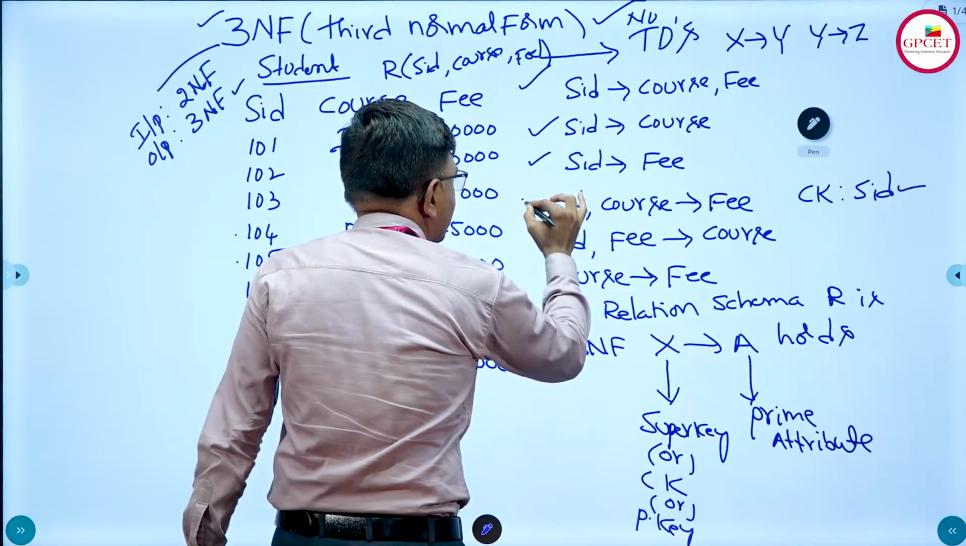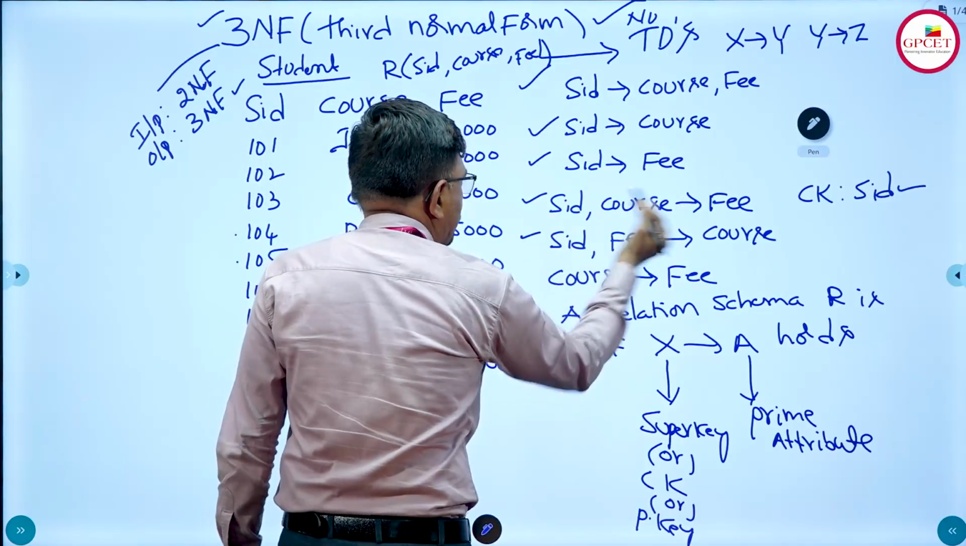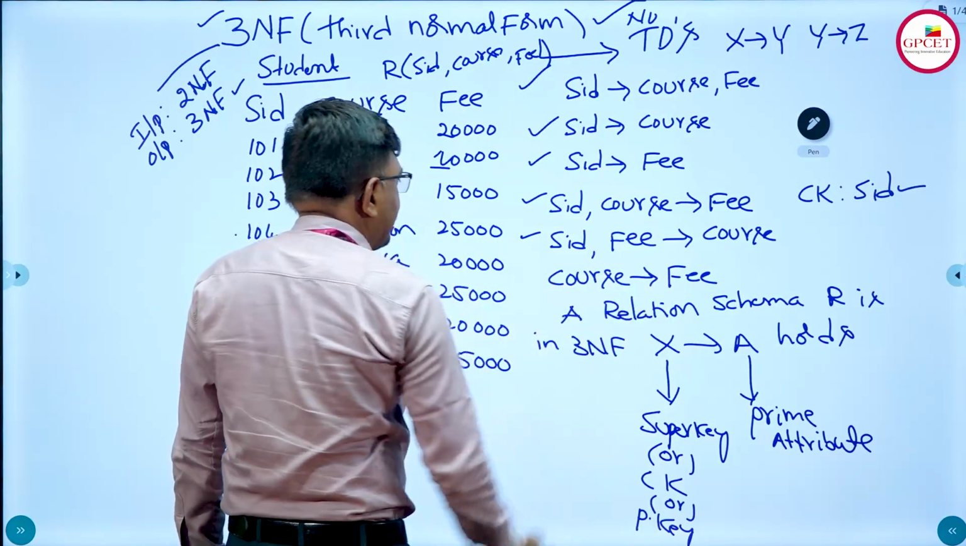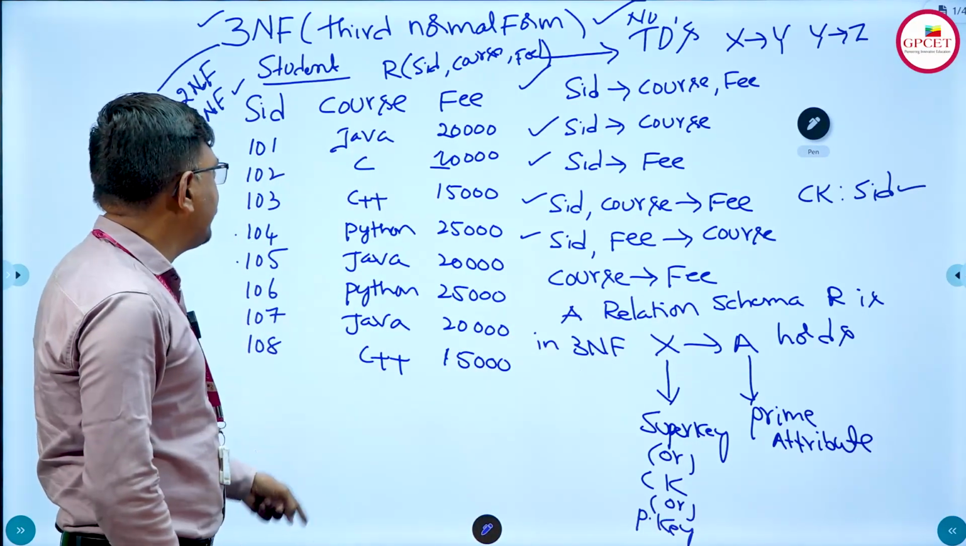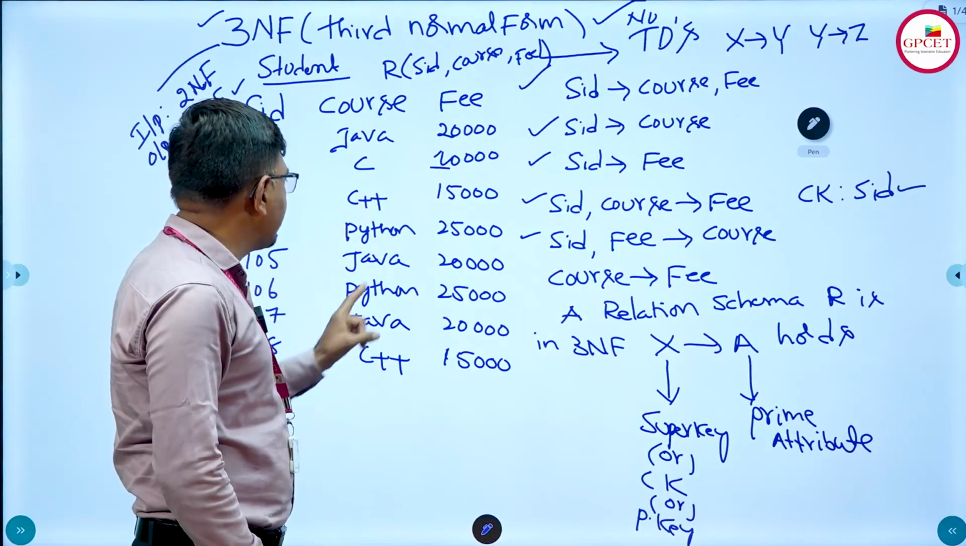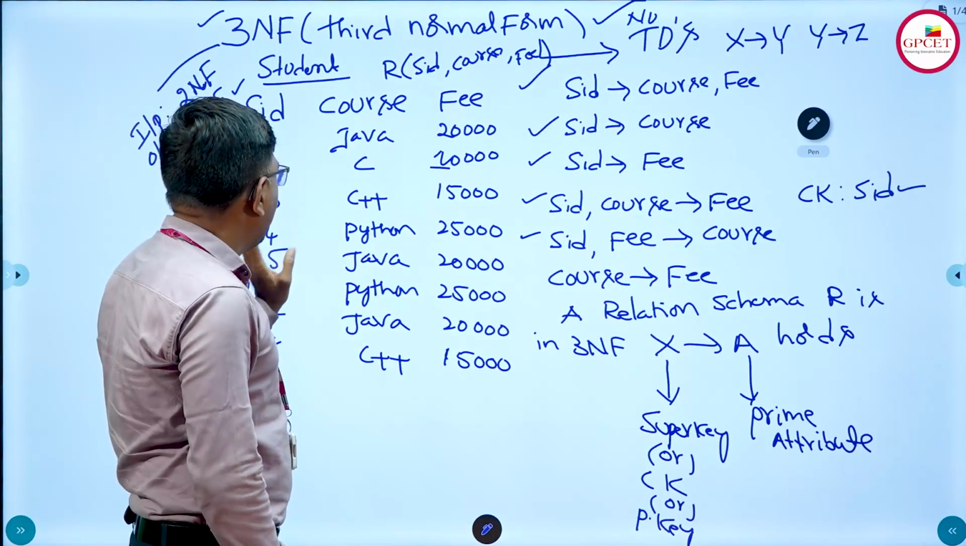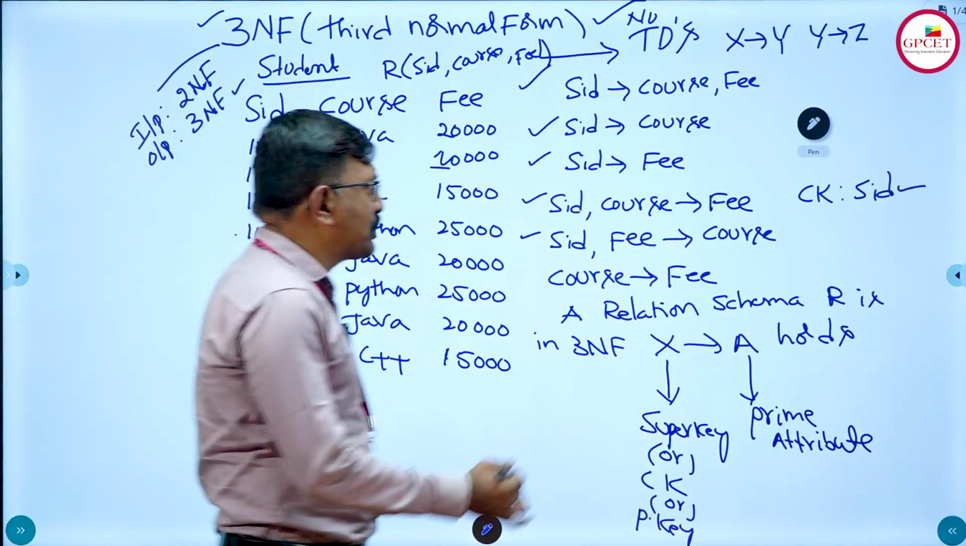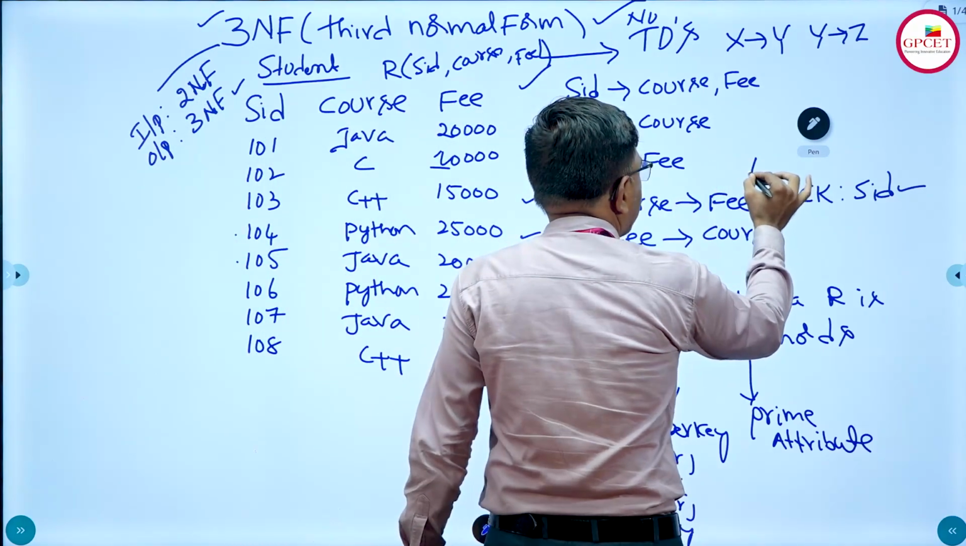SID, course tends to fee: satisfied. SID, fee tends to course: functional dependency is satisfied. Observe here course and then fee. Java 20,000 and then Java 20,000. What is here the left hand side? That is based on the functional dependency property. What is the property here?